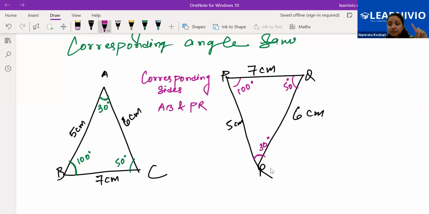That's the meaning of corresponding side. Corresponding means one of the sides from here must be exactly the same in measurement as one of the sides from there. And these two sides are called corresponding sides. Getting it? Yes, ma'am. Okay. Now, another side from here, that is AC, and another side from there, that is QR. These two are corresponding sides. That's the meaning of corresponding sides.